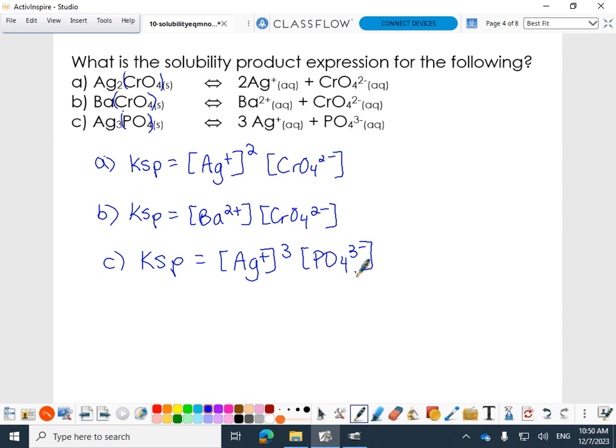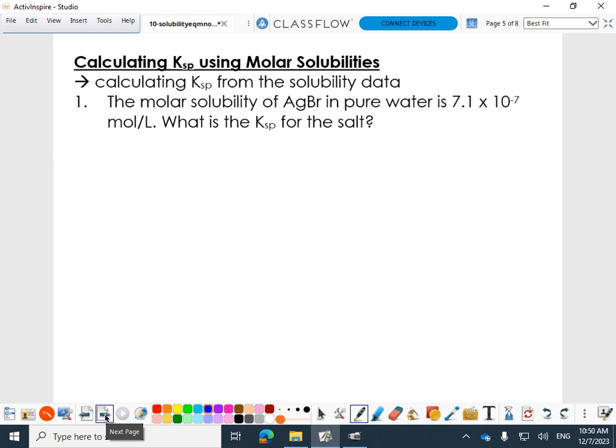All right, so let's do a math question. The molar solubility of AgBr in pure water is 7.1 times 10 to the negative 7 moles per liter. What is the Ksp for the salt? So this question talks about pure water. And again, that's unfortunate, but we don't need the water part of it. What that means is it's going to form aqueous ions. You get the formula of the solid, AgBr. You have to write your own dissociation equation. And then you have to decide where the 7.1 times 10 to the negative 7 goes, okay?